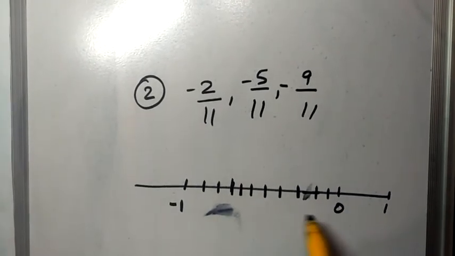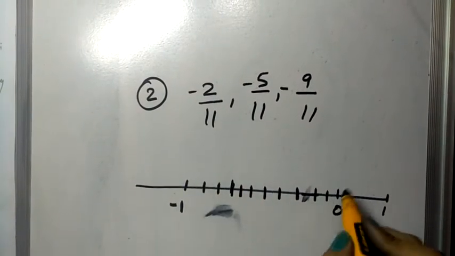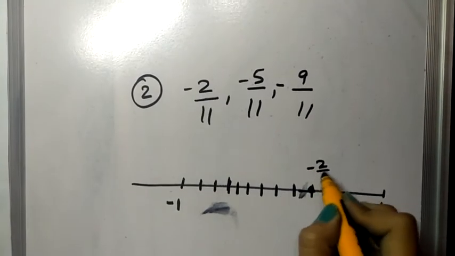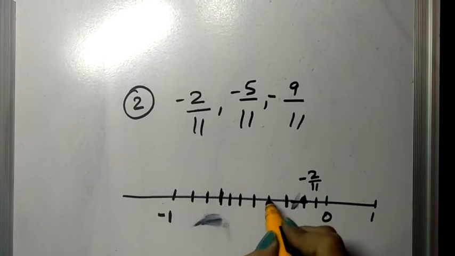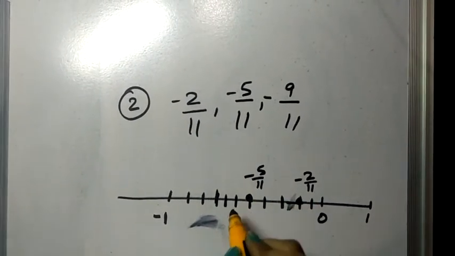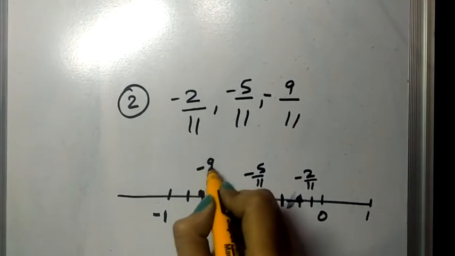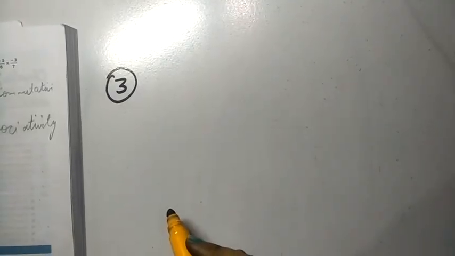This part of 0 to -1, we have to place the -2/11 on this. So this is 1 and this is 2. So this will be -2/11. Now -5/11: 3, 4, 5. This is -5/11. 6, 7, 8, 9. This is -9/11.